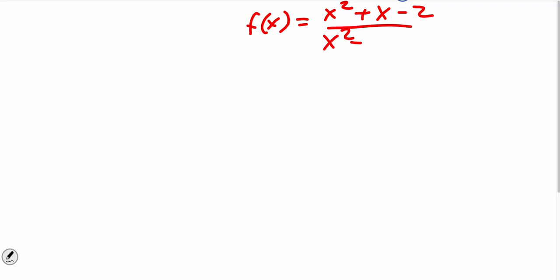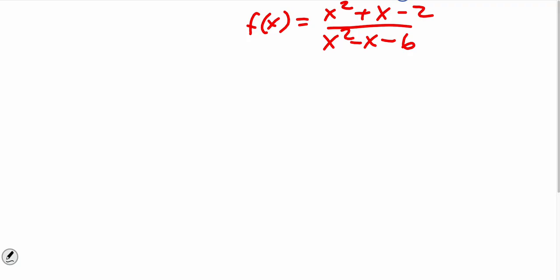Moving on. Okay, so I'm going to base this whole lesson on just example 2B. So it's x squared plus x minus 2 over x squared minus x minus 6.